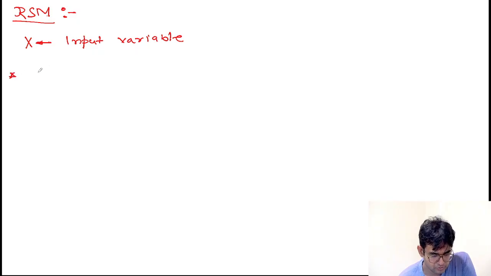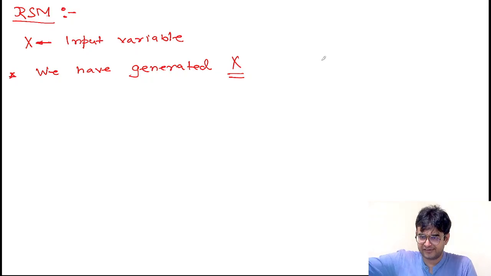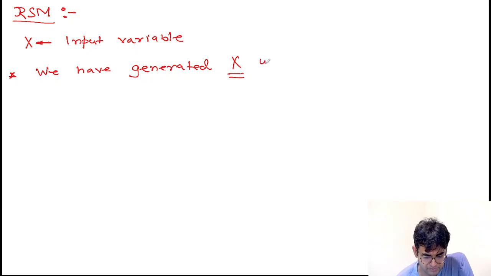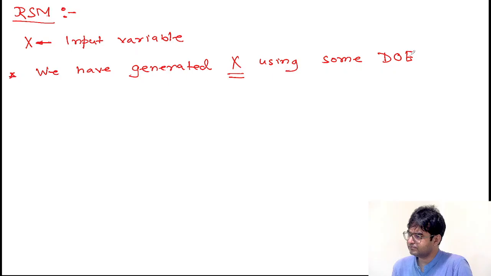So we have generated X. Let's use this notation, but it's a matrix now, using some design of experiment scheme. What DOE I have used, I am not specifying. It can be Latin hypercube sampling, it can be a Sobol sequence, it can be a central composite design, factorial design, and all of this we'll talk about later. But we have these samples available to us.